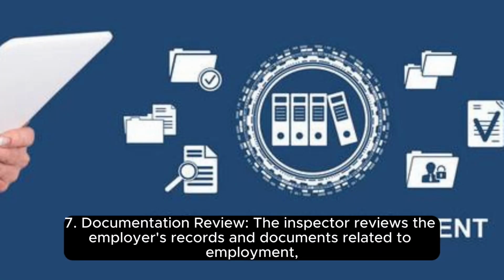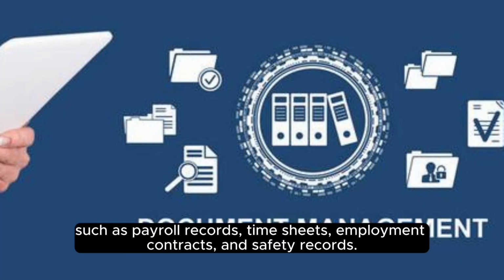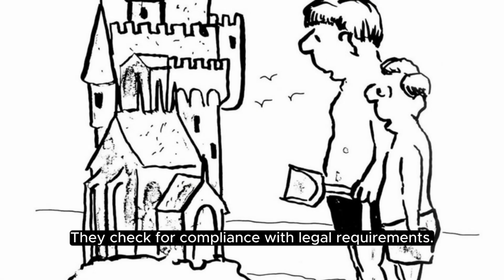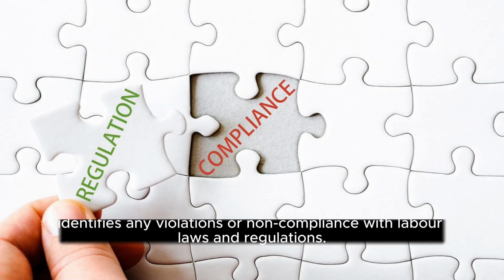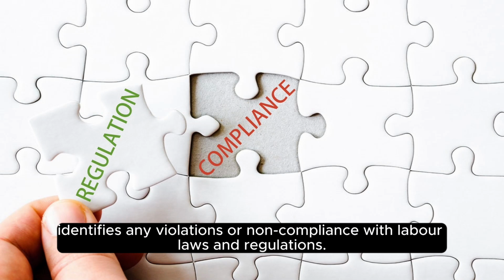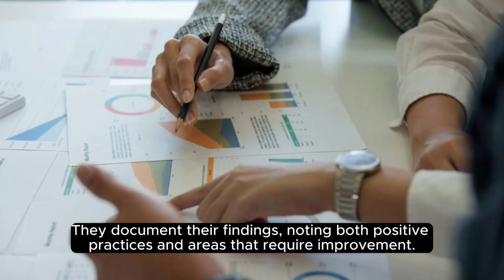7. Documentation review. The inspector reviews the employer's records and documents related to employment, such as payroll records, timesheets, employment contracts, and safety records. They check for compliance with legal requirements. 8. Findings and observations. Based on the inspection, the inspector identifies any violations or non-compliance with labor laws and regulations. They document their findings, noting both positive practices and areas that require improvement.